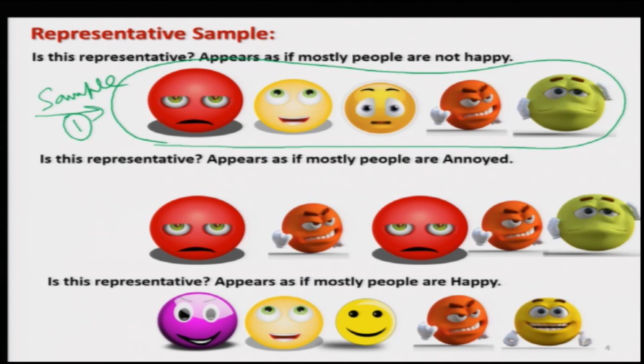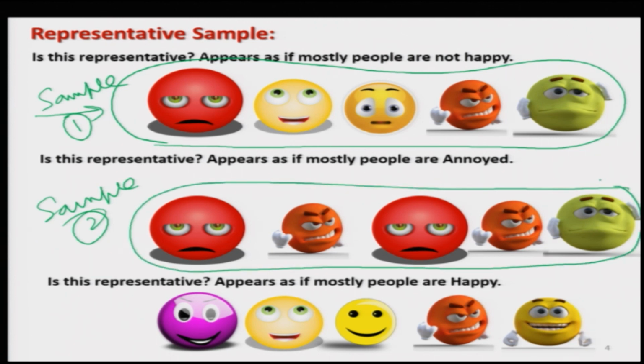And if you try to take here the sample number 2, you can see all the faces look as if they are not happy, they are annoyed with something. Suppose I say that these faces are indicating how the medical facilities are in the hospital, the same example which I took in the last lecture. Then these faces in sample number 2 indicate that the medical facilities are not good and people are not happy with them, they are really annoyed.